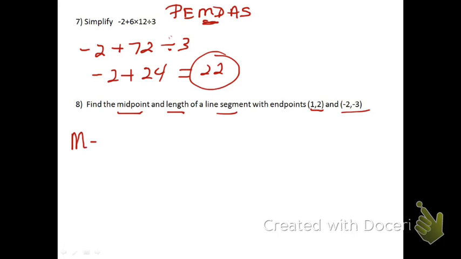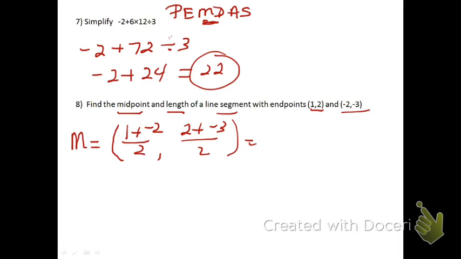Okay, so remember the midpoint, we're just going to find the average. So I find the average of the x-coordinates. So that's 1 plus -2 over 2. And then the y-coordinate for the midpoint will be the average of the y-coordinates. So that's 2 plus -3 all over 2.